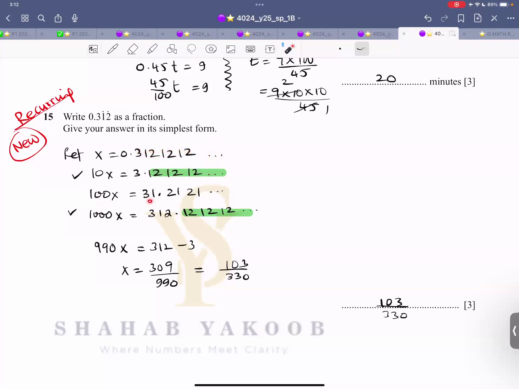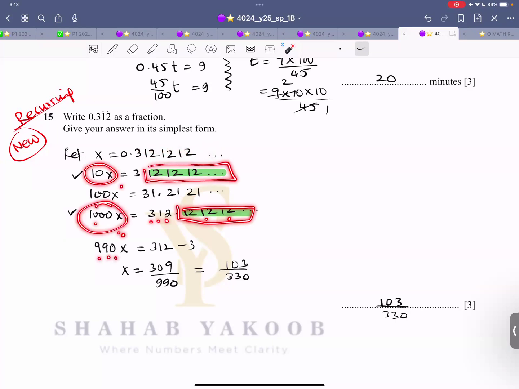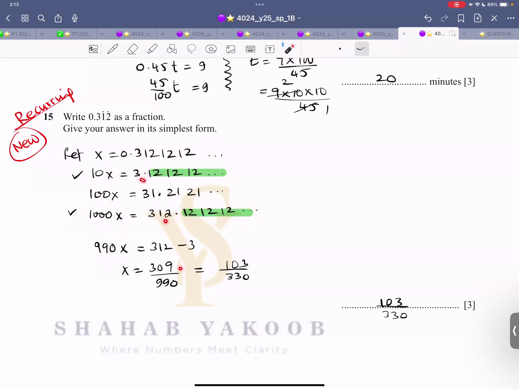100x is 31.212121, not working out. 1000x, 312.121212. Now this thing and this thing is exactly the same. So this time we are playing with 10x and 1000x. The difference is 990x. That is 312 minus 3, which is 309. So x is 309 over 990.